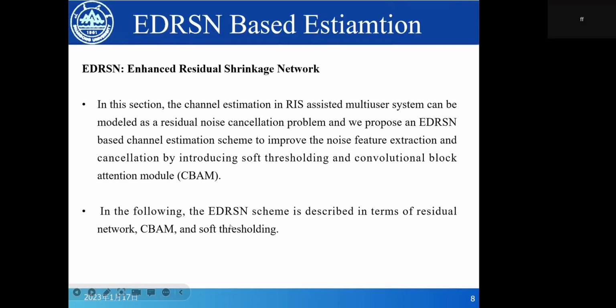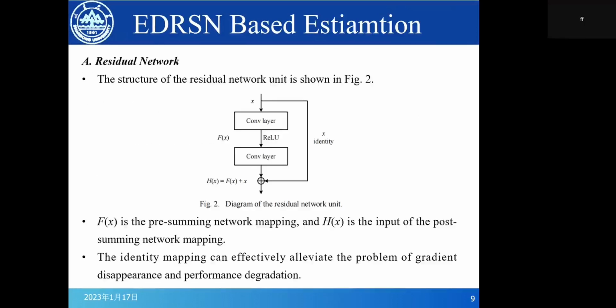In the following, the EDRSN scheme is described in terms of residual network, CBAM, and soft threshold. First is residual network. As we can see in figure 2, the structure of the residual network is shown. So F(x) is the pre-summing network mapping, and H(x) is the output of the post-summing network mapping. The identity mapping can effectively alleviate the problem of gradient disappearance and performance degradation.